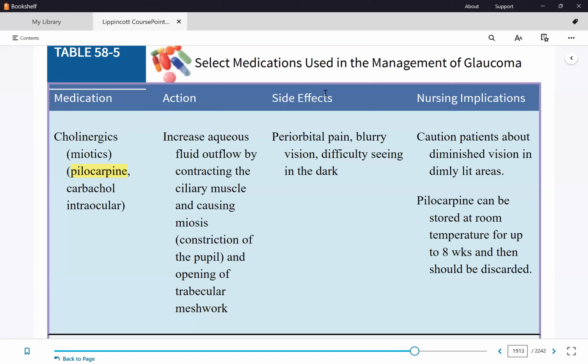So first are pilocarpine. These are cholinergics. Look at the action, column number 2. Increases aqueous humor outflow by contracting the ciliary muscle, causing miosis. If you constrict the pupil, then that means you open the angle, increasing drainage. And here's your nursing responsibility on the third column.